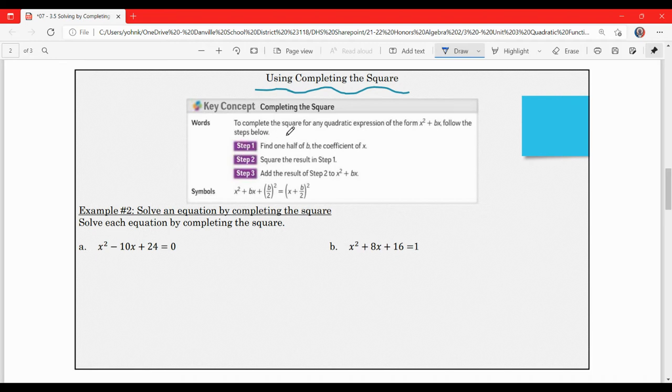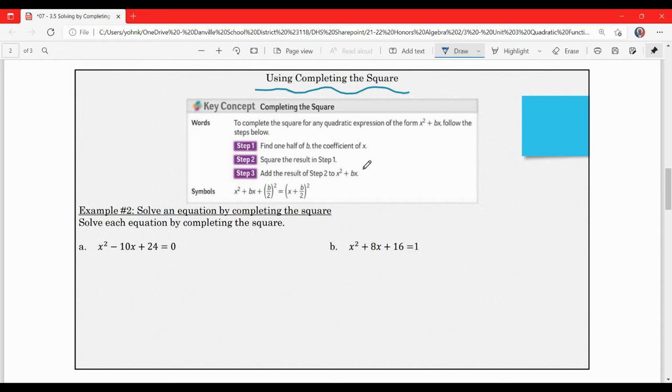The first step is to take the b, which is the value in front of the x, and divide it by 2. Then you square whatever answer you get, and then you add it to both sides of the equation. Obviously, that doesn't make much sense until we actually do an example.